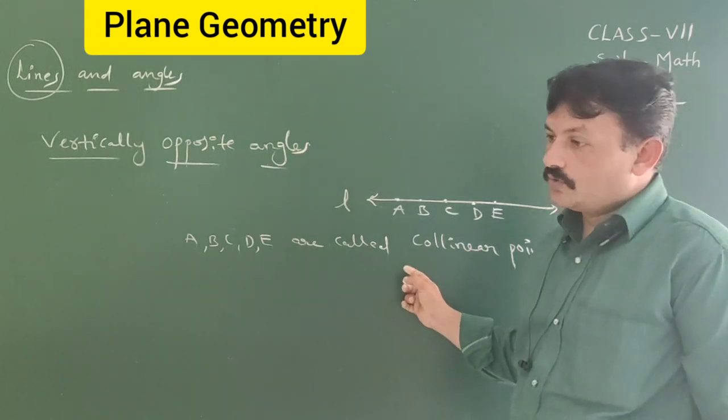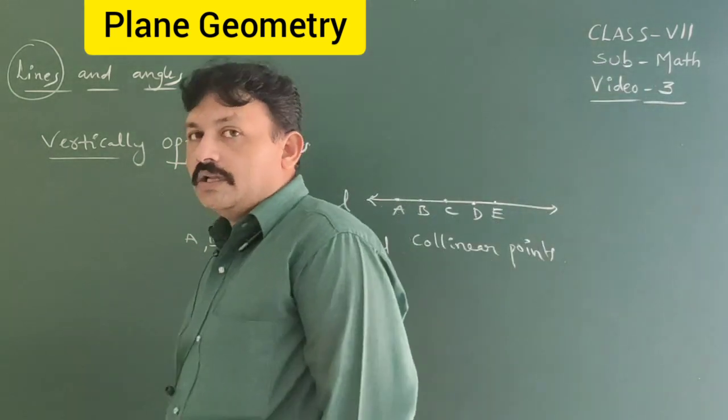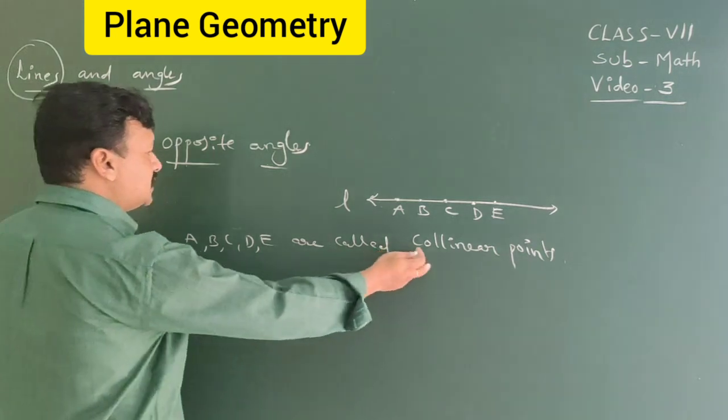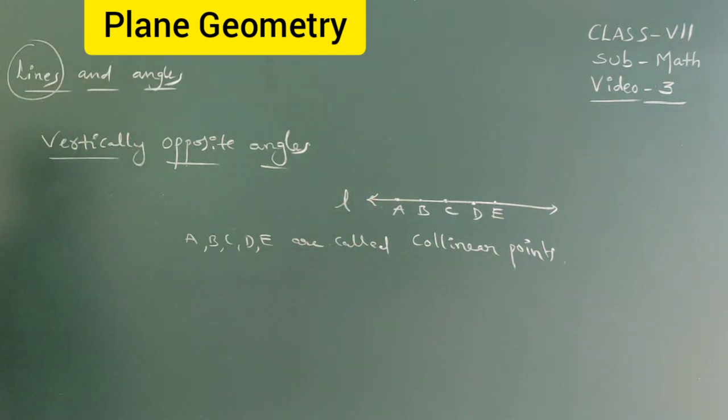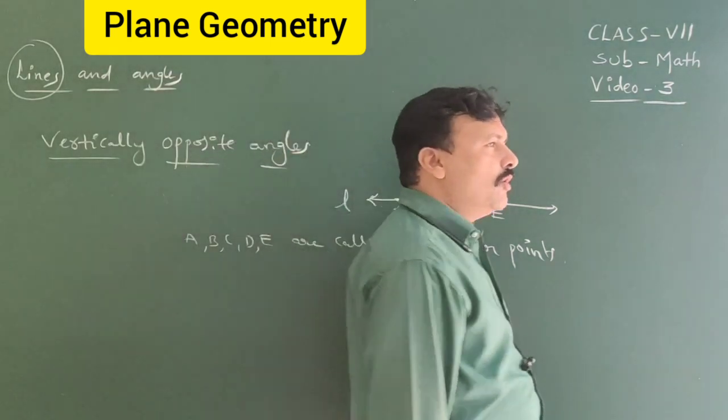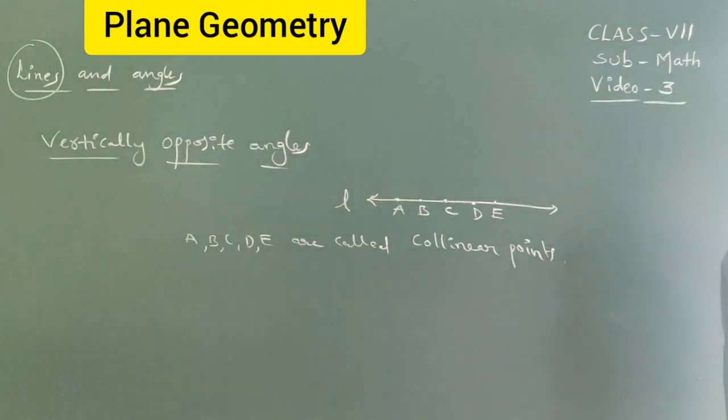Collinear points. Co means same. Linear means lying on a line. With the same line, they are lying, that's why they are collinear. Co means same. Planar means plane. The lines which are lying in the same plane are called coplanar lines. Okay, coplanar points.